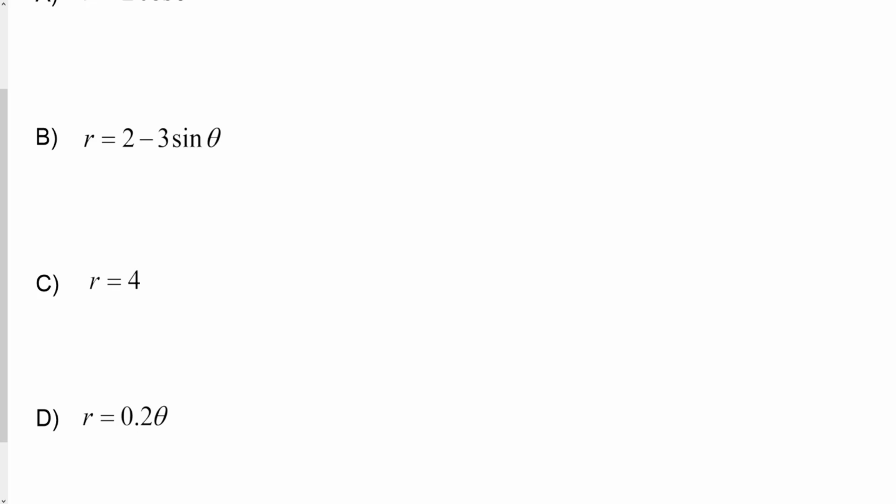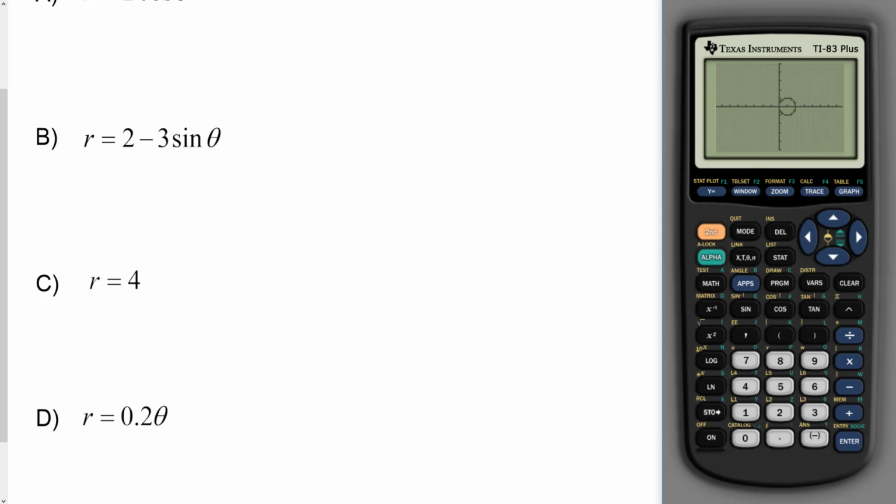All right, one last one here. R equals 0.2 theta. So I'm going to go into Y equals and change to 0.2 times theta. Then in my window, I'm going to make my theta step a little bit larger here and leave the rest for now. Just see what happens. Not a lot, huh?